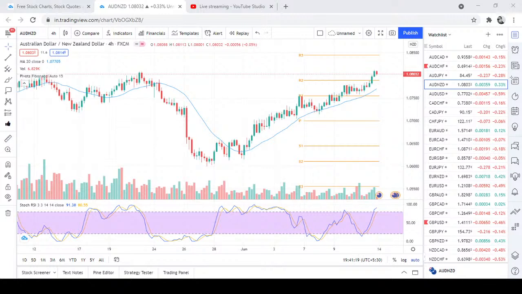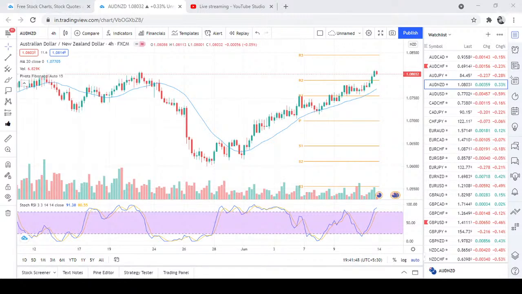So wait for the perfect or correct opportunity. You can see the stochastic RSI in the overbought zone. Let the stochastic RSI come down to the oversold zone. When it goes up from here, just look at the position of the price. If you see price taking support at the 20 moving average or anywhere, then you can go for a buy. Otherwise, avoid NZD if you are unable to get a better trade.